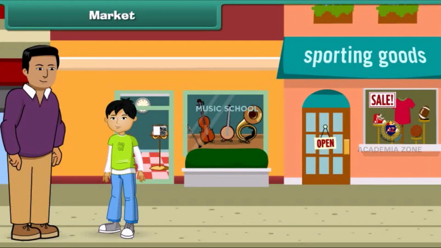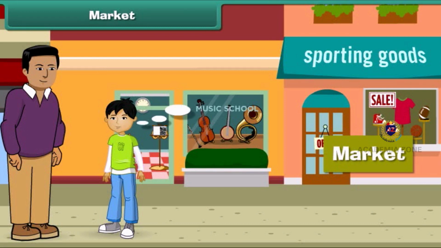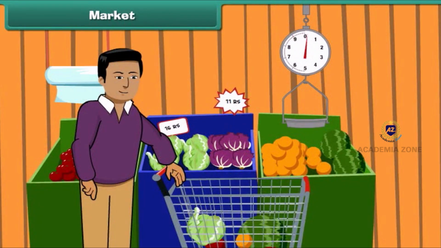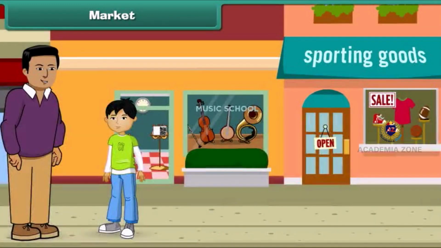Hey, look here. This is a market. Yes, yesterday we bought some toys and dresses from this market. We buy so many things from market. I remember Dad, you buy vegetables and fruits from the market as well. Yes, that's right. Let's move ahead.